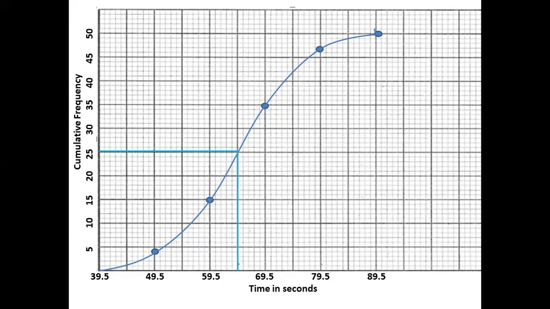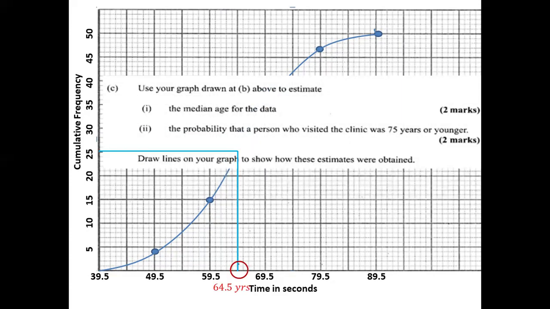All right, so the question again was, the probability that a person who visited the clinic was 75 years or younger. All right, now 75. So when we're finding the median, you start with the cumulative and then you came across and read down. But the years are at the bottom here. Now this is an error. Where is it time in seconds? It should be years down here, right? What happened is that I copied it from the previous, but we're doing the information with the histogram. Forgive me for that. All right, so years should be down here.